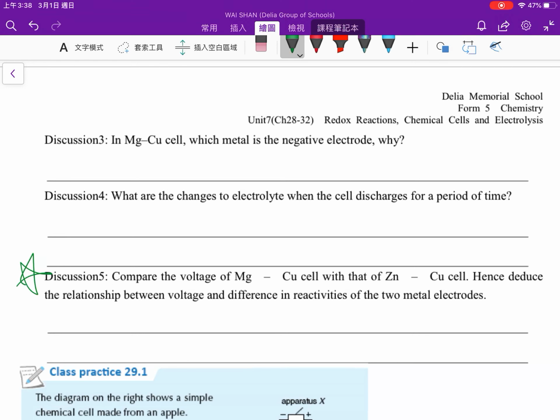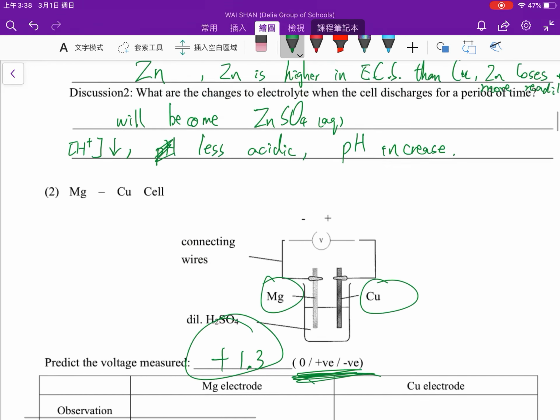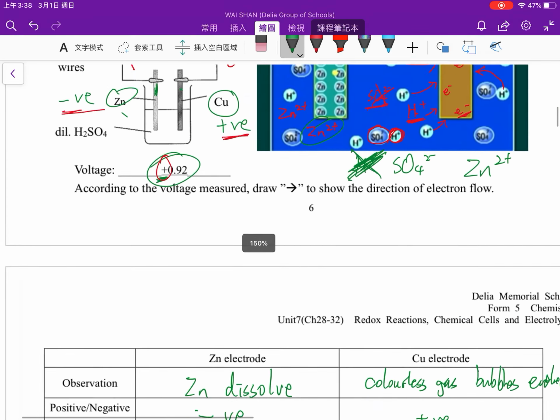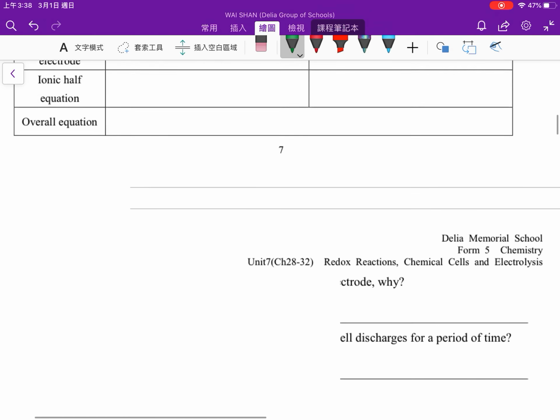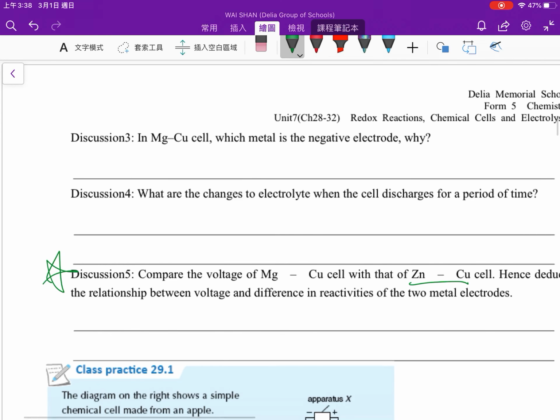Okay, and this question will be quite difficult, but a good try for you. Try to answer it. Why, in the zinc copper cell, is the voltage just 0.92? For this cell the voltage is just 0.92, but for this cell it's 1.3. Why will the voltage of the magnesium cell be higher than that of zinc, while both of them use copper? Okay, so try to answer it.